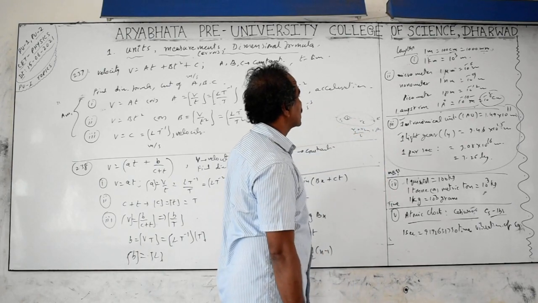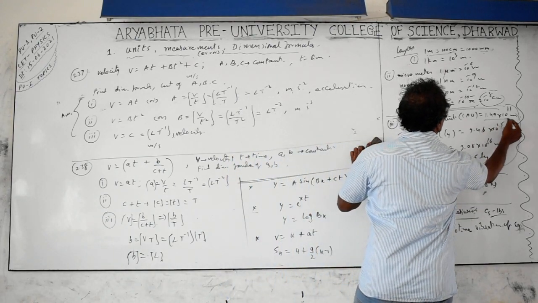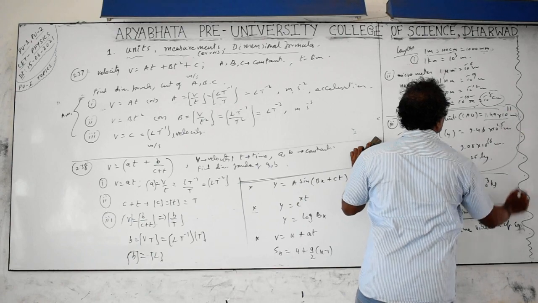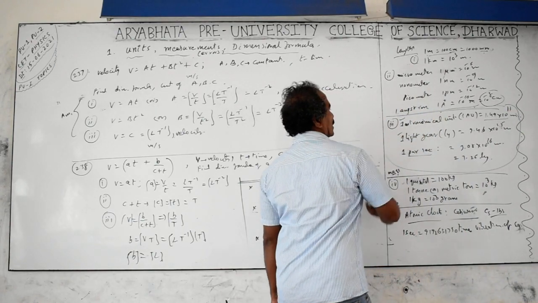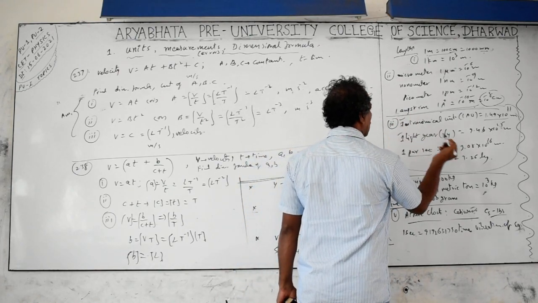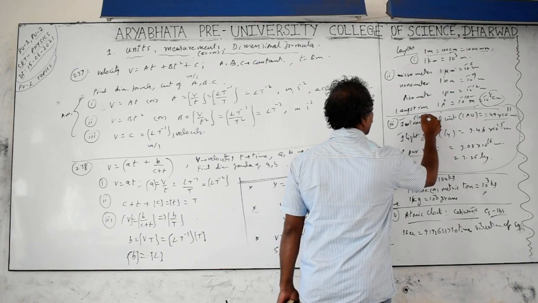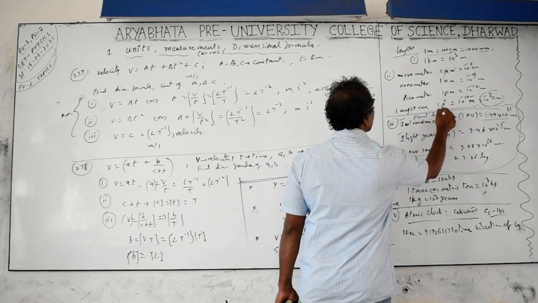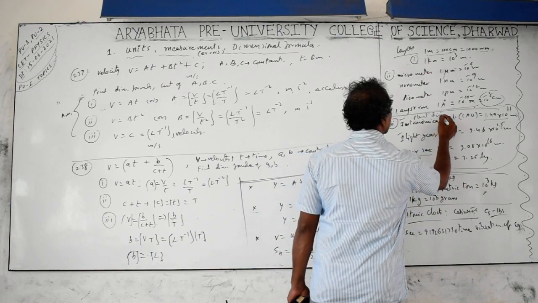The average distance between the sun and earth is called an astronomical unit, and that equals 1.49 into 10 to the power of 11 meters. Approximately, you can remember it as 1.5 into 10 to the power of 11 meters. The distance from planet to planet is measured with the help of astronomical units. It is a unit of length, and all these are units of length.